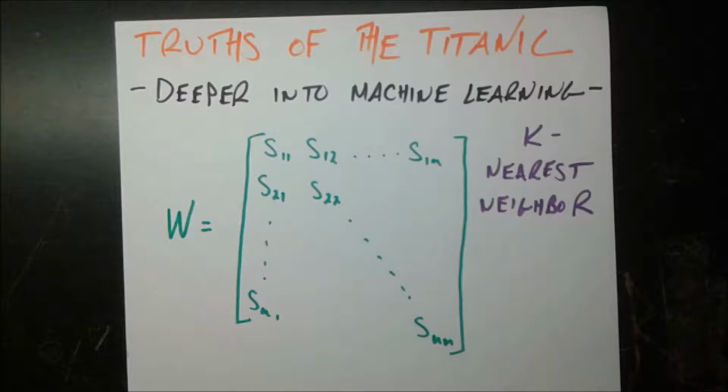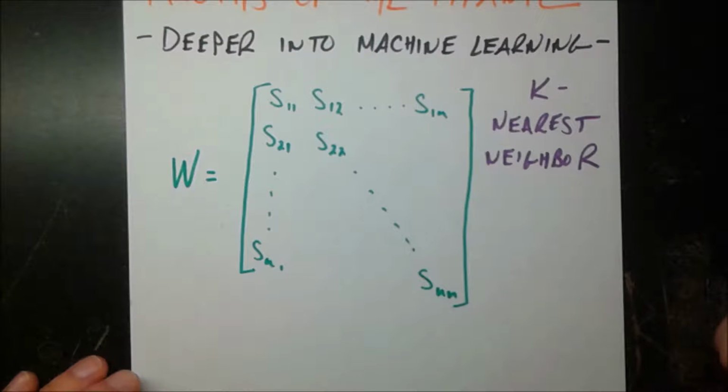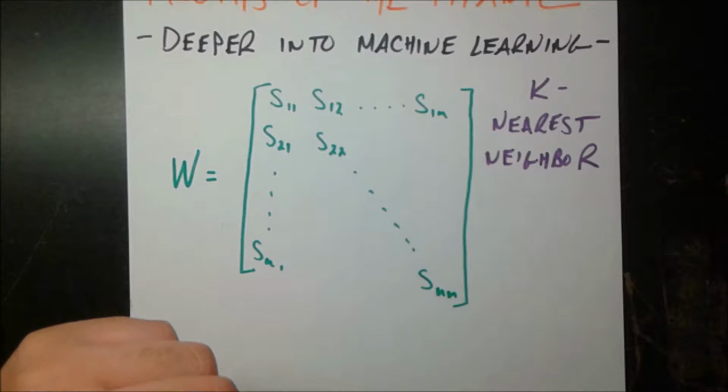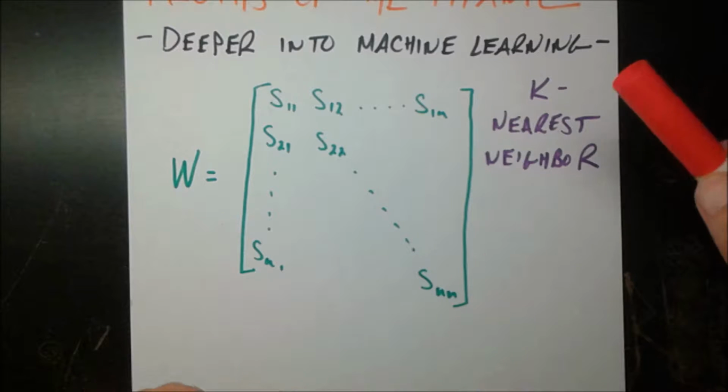In this video, we'll be continuing our exploration of the Titanic dataset. And the exciting thing in this video is that we're going to be going deeper into the machine learning concepts beyond the regressions and the basic data analysis we did in the last two videos. So we're going to be using in this video one of the more simple machine learning techniques called K-Nearest Neighbor.